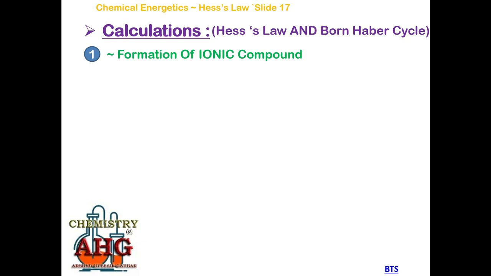And second thing, you must remember the steps for the formation of ionic compound through the indirect path. Number one, atomization, number two, ionization, and number three, formation of lattice. So suppose you have been given the example of aluminum oxide and you want to do calculations for the standard enthalpy change of formation of aluminum oxide. You should remember how to derive a formula.